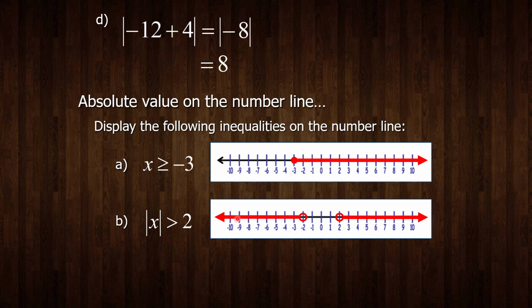Think about that. All these values over here, they're more than 2 away from 0. So that's what our result looks like on the number line when we look at the absolute value being greater than 2.